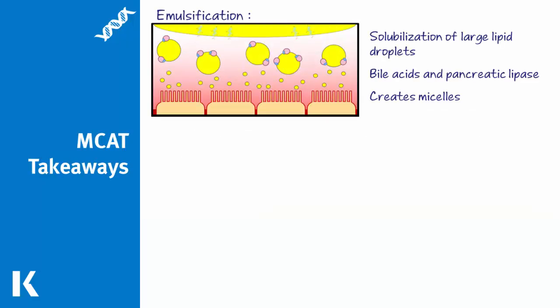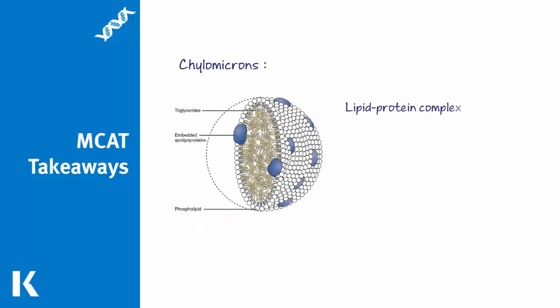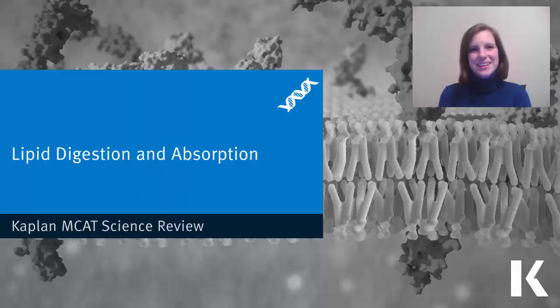In this video, we examined how lipid droplets are broken down by bile acids and then pancreatic lipase and colipase to create micelles. These micelles aid in the diffusion of lipids into the cell by releasing individual fatty acid molecules so that smaller molecules can diffuse into the enterocyte. In the endoplasmic reticulum of the enterocyte, chylomicrons are packaged and released into the lymphatic lacteal, where they transport lipid-soluble components throughout the body. Now that you've watched this video, you should feel confident in your knowledge of lipid digestion and absorption. Good luck studying this topic for your MCAT.